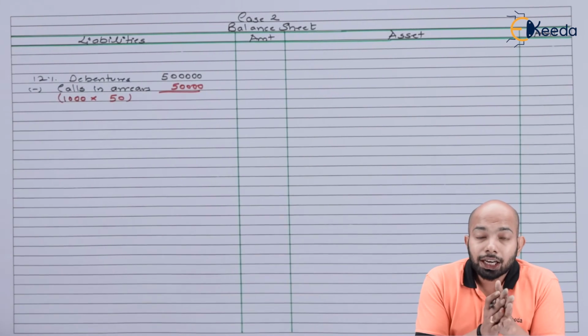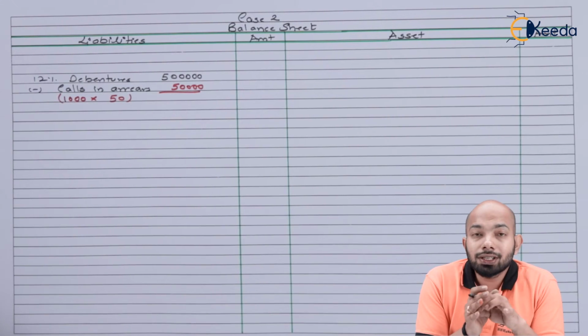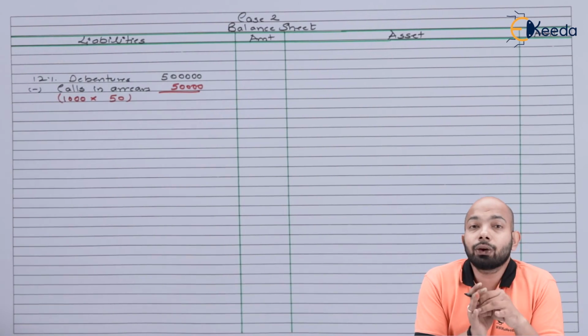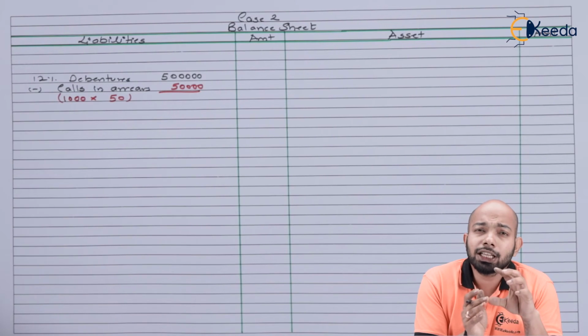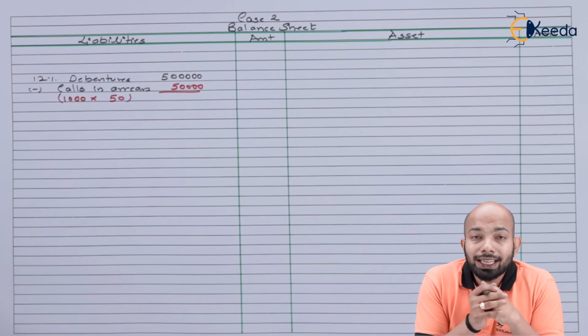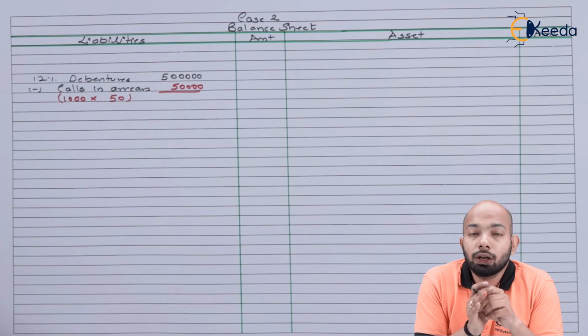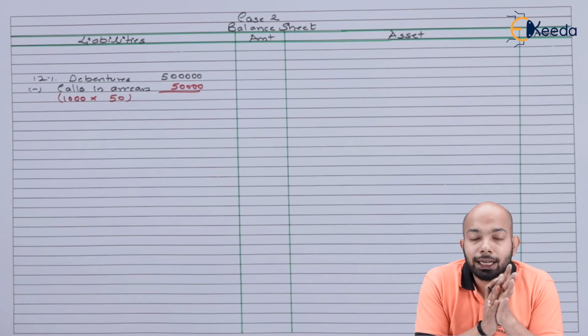Now, when you're describing the calls in arrears here, you have to make a small change. Whenever calls in arrears are to be described, there is security premium which hasn't been paid and that has been mixed up with allotment, so you have to segregate that. Now, when it comes to capital calls in arrears, that means the amount which only refers to allotment itself and has no premium attached to it.